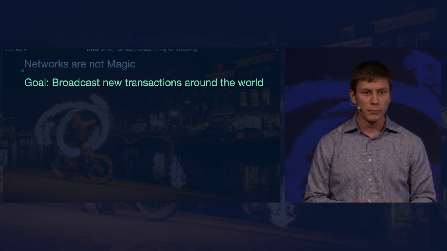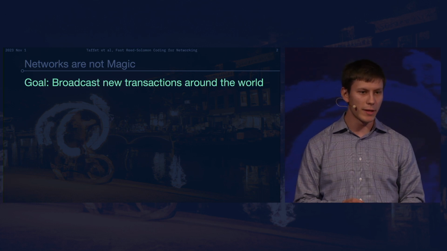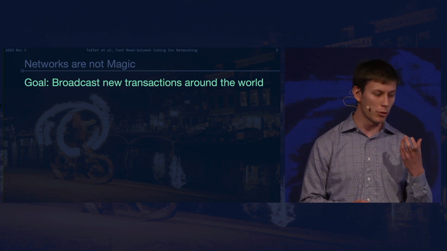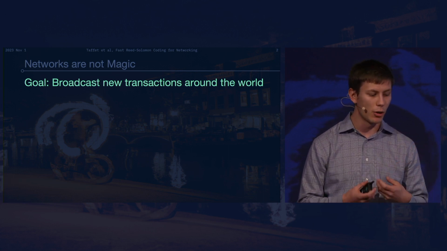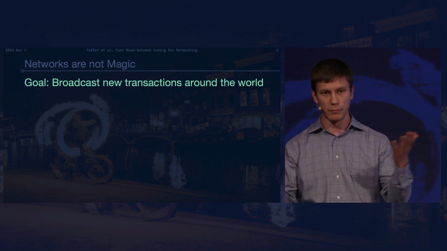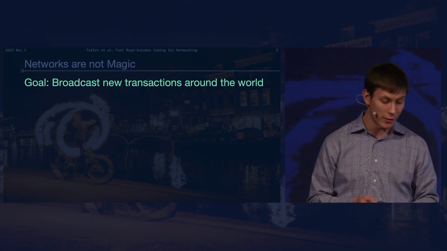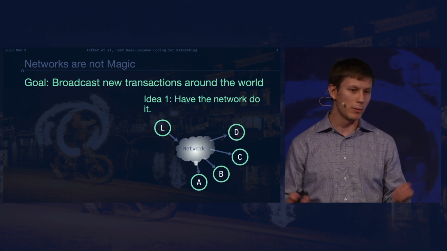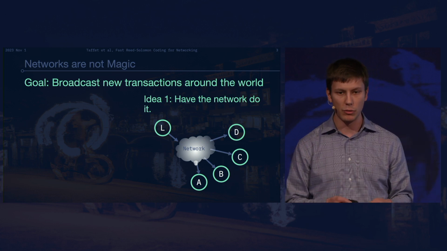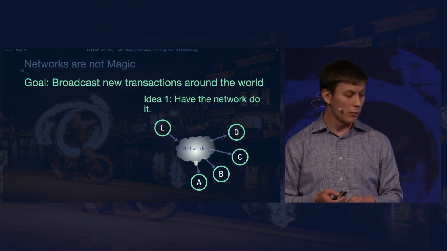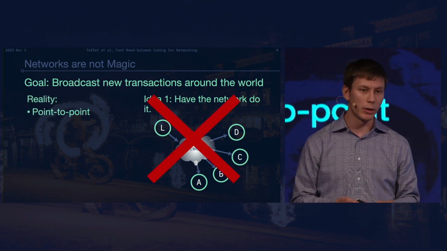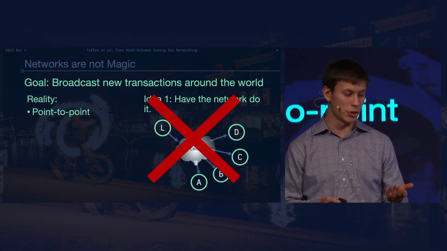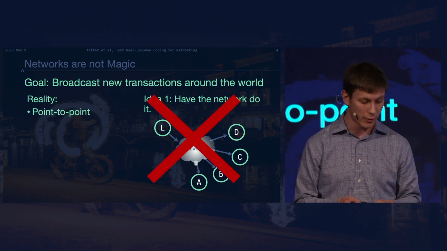So the core of the problem, to use a phrase that our team likes to throw around, is that networks aren't magic. We have this goal that we need to distribute new transactions that are landing on chain around the whole world. The world is big. And so you might think about several ways to solve this problem. One is, okay, maybe there's some Ethernet broadcast and you can just have the network do it. Well, no, that doesn't work. It might work on a local network, but in reality, the internet is point to point. So you can't just have the network magically broadcast your packet.